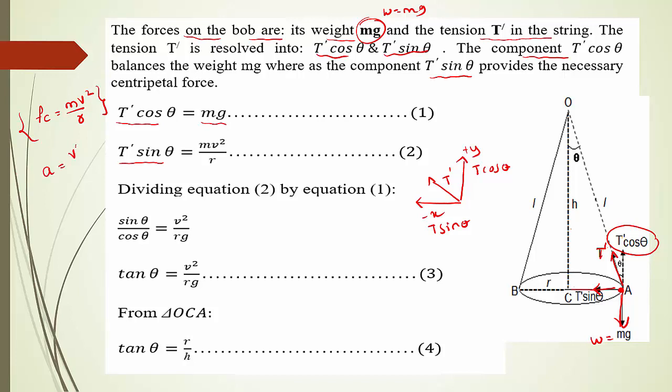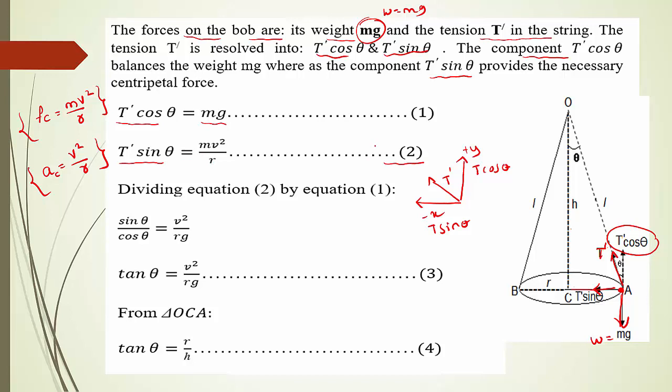Centripetal acceleration is v square divided by r. Is it clear? Centripetal acceleration is v square by r, and centripetal force is mv square divided by r. Here in the second equation, centripetal force is given by the component T' sin theta. So we can write T' sin theta equal to mv square by r. Let us take it as equation 2.